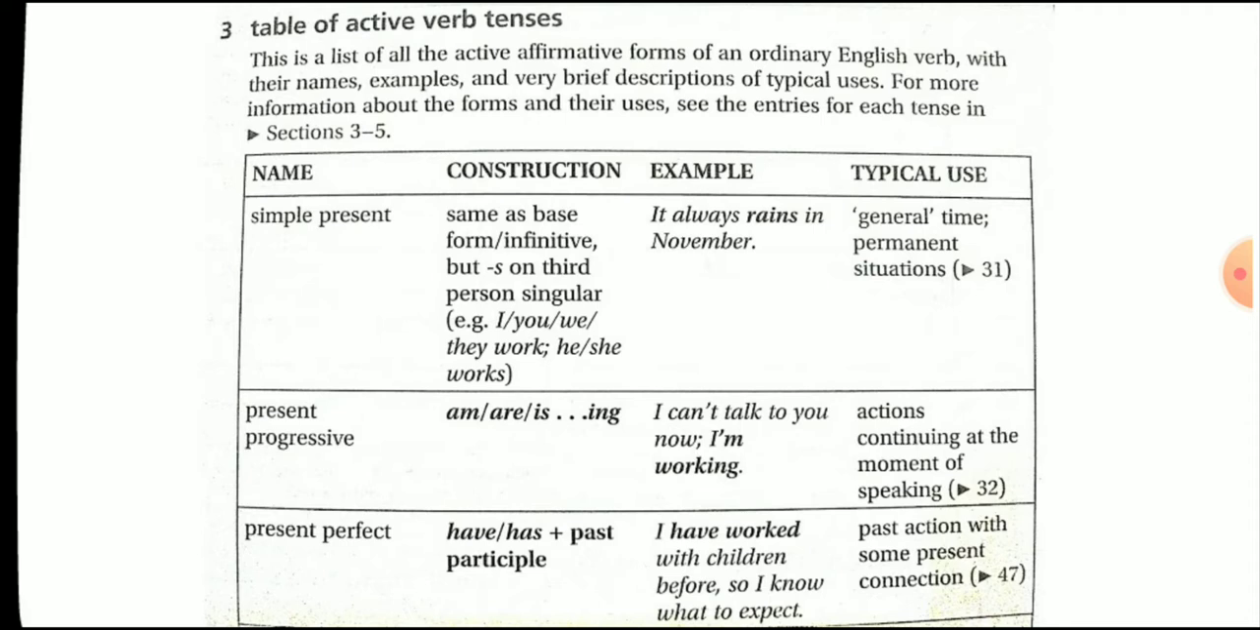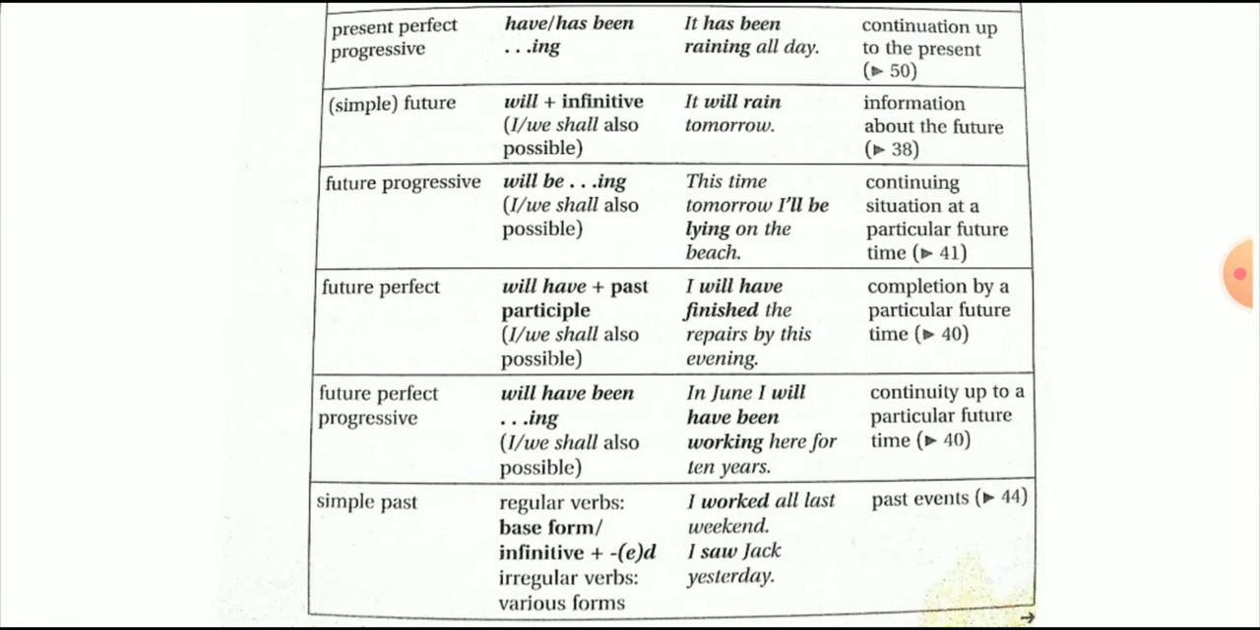Present perfect. For the construction we use has, have plus past participle, and the example is "I have worked with children before, so I know what to expect." Now comes the typical use of this tense. The typical use is past action with some present connection. Now the table continues. We are going to discuss present perfect progressive. We use has, have, then been and ing. The example is "It has been raining all day." It is used for continuation up to the present.